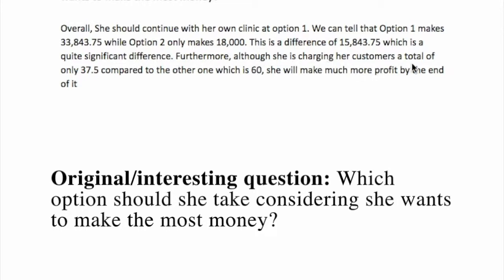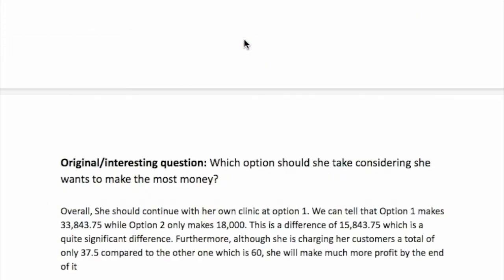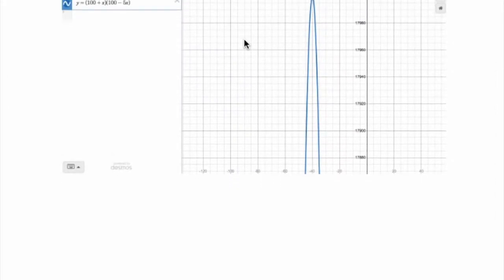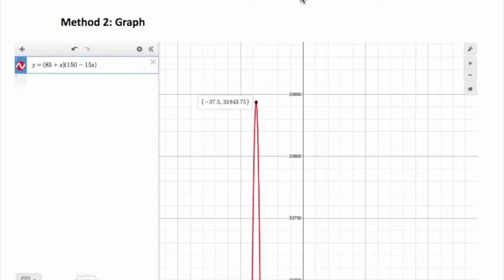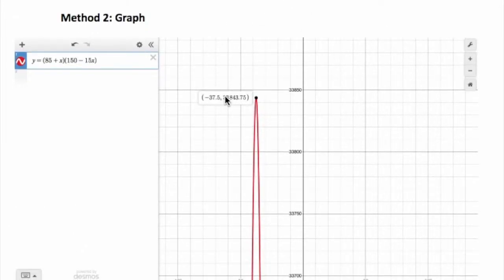Furthermore, although she is charging her customers a total of only 37.5 compared to the other one, which is 60, she will make much more profit by the end of it. I will now show you the different graphs. This is the graph for option 2. As you can see, it makes 18,000. This is the graph for option 1, which is her own clinic, which makes $33,843.